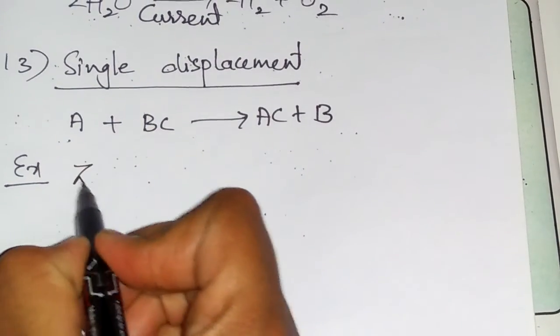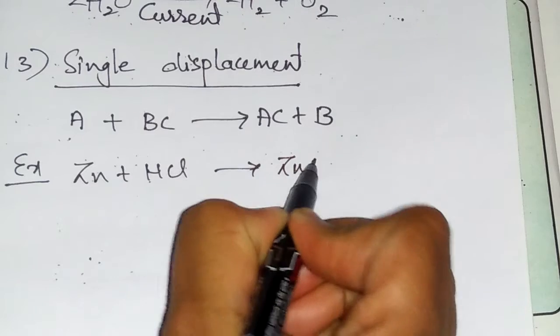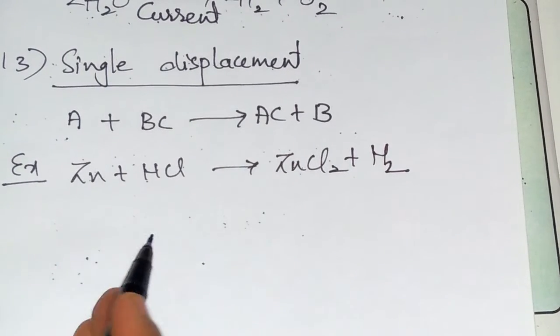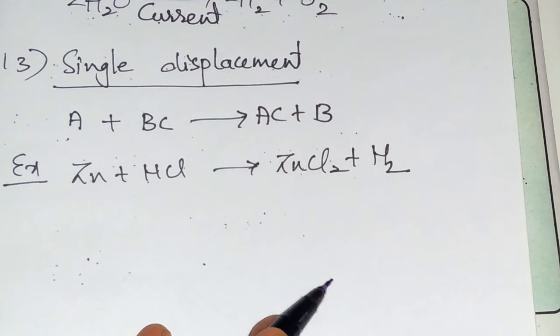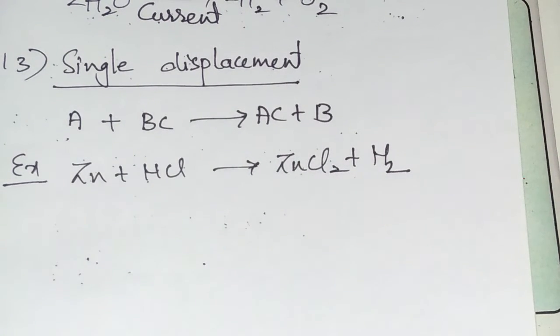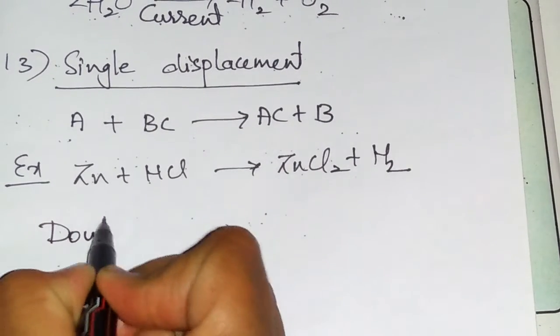We'll take zinc reacting with hydrochloric acid forming zinc chloride and hydrogen gas. Iron we can take reacting with hydrochloric acid forming iron chloride and hydrogen gas. Or else you take iron reacting with copper sulfate converting into iron sulfate and copper. These are single displacement reactions.